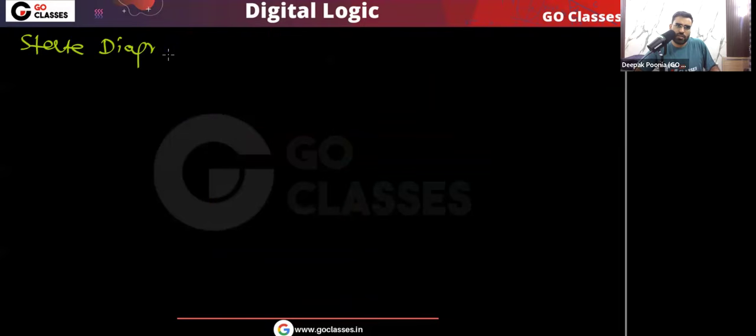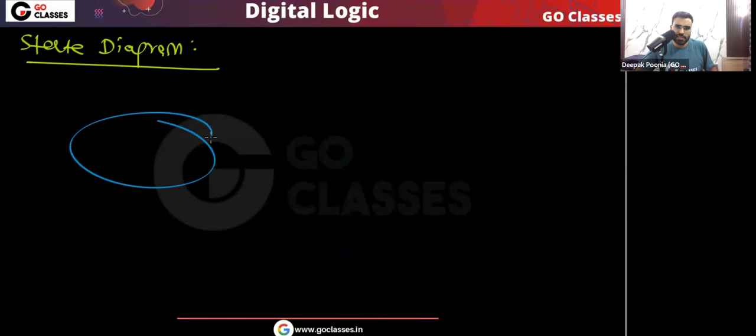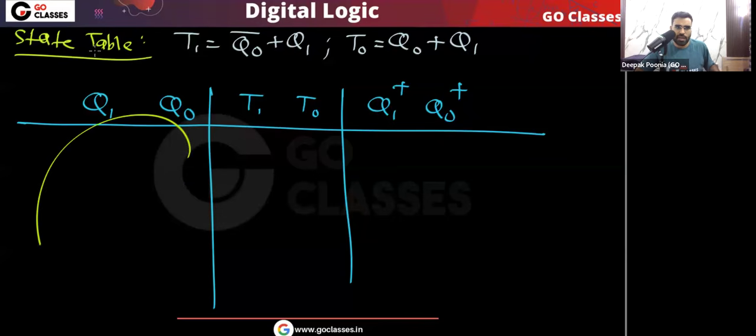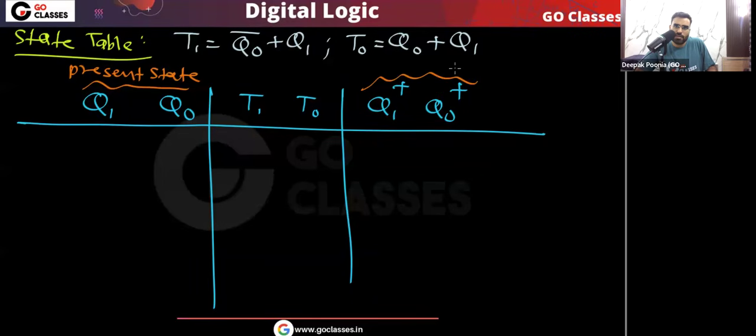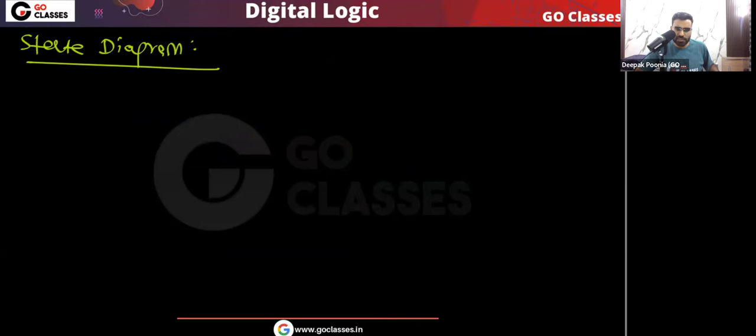The question is asking us to find the state diagram. A state diagram simply means that for every present state, we will find what will be the next state, correct? So I will write all the possible present states, and then for each possible present state, I am going to find the next state. This is the present state, this is the next state, and this is the flip flop inputs.